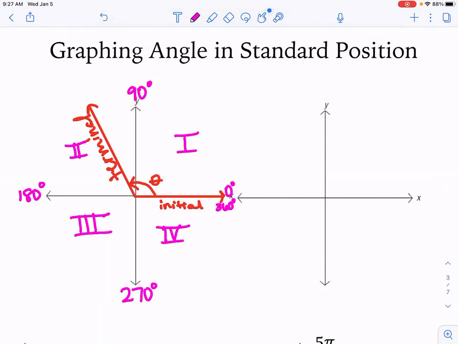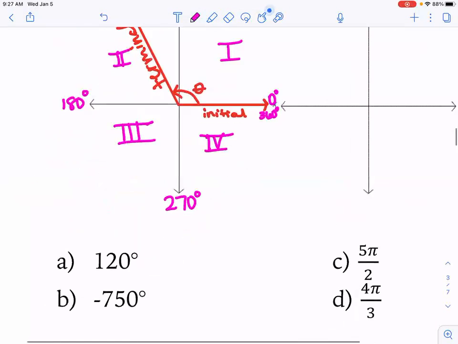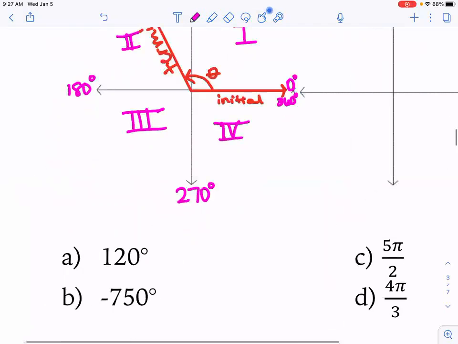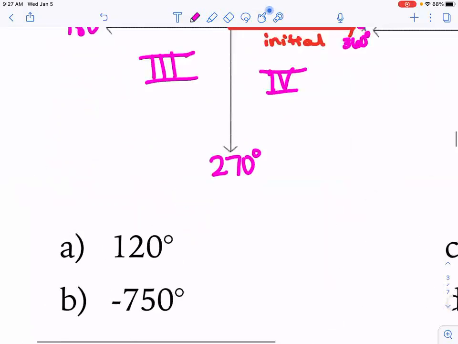Okay. So if I ask you to graph an angle that's 172 degrees, you would know that that needs to go in the second quadrant. So probably pretty close to the 180 degree mark. Okay. So let's maybe practice a couple of those. Let's graph 120 degrees.